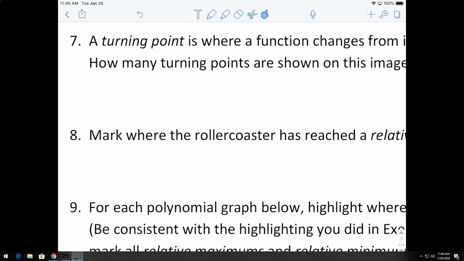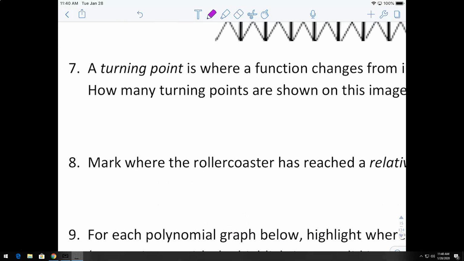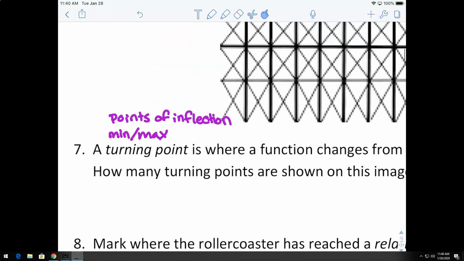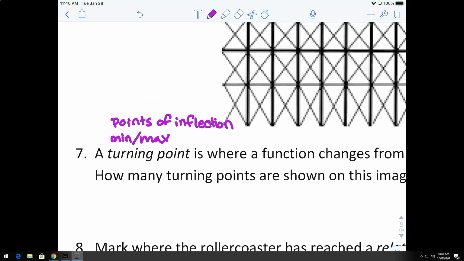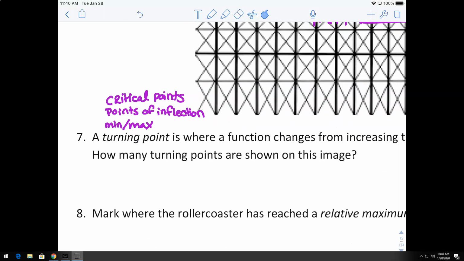We're going to talk about turning points in a bunch of different ways. So turning points will be mins or maxes. Turning points will be called points of inflection. See, I skipped all that vocabulary, but it was kind of a lie. I'm just doing the vocabulary within it. And then they'll also be called critical points. Points that are important, critical points.